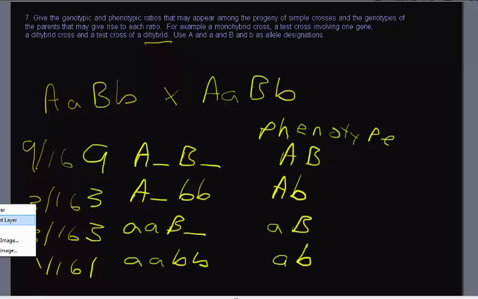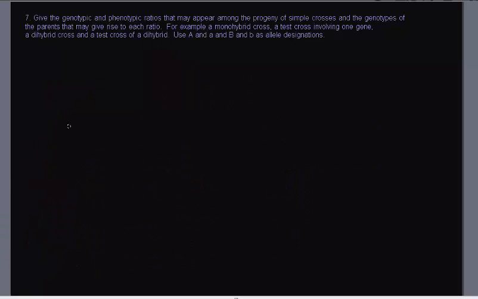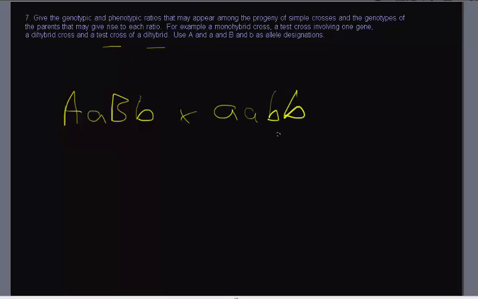Alright, so we can get rid of this little layer and do another one. So now the next one is a test cross of a dihybrid. So that's very specific terminology, a test cross of a dihybrid. We know a dihybrid is this, and we know a test cross is always homozygous recessive for all the genes in question. So now that's a test cross, but it's a test cross involving two genes. And so this will give you this ratio every single time.